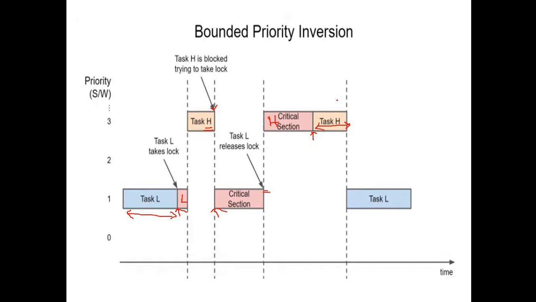So once the normal execution of the task H is completed, then whatever execution is pending for the task L will continue. Until then, the task L is in the blocked state, waiting for the high priority process to complete. In this period of time, the task L is completing its execution in the critical section because task L is holding the mutex lock on the resource. So therefore, the high priority process H is made to wait until the release of the lock by the low priority process. This is bounded priority inversion.